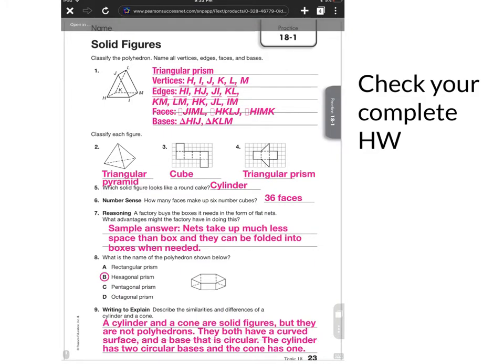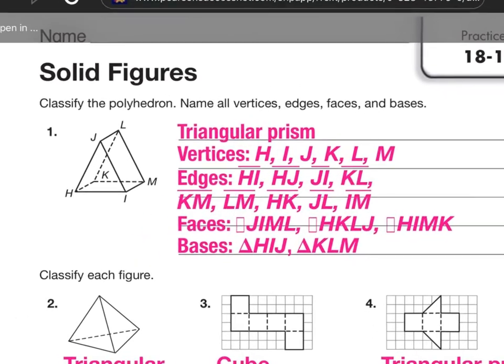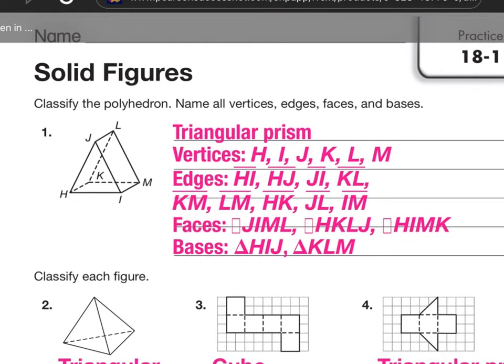Alright, now we're checking our homework, and I'm going to take this opportunity to give you time to make sure that you have lines over the edges. That's a symbol for an edge. And then if a face is a rectangle, we put a little box before it. And if a shape is a triangle, we put a little triangle before it. So it's pretty simple with the shapes. I'm going to give you time to do that right now.